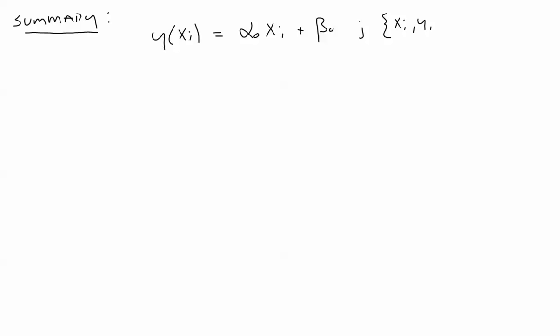Let's go to the next page and write a summary down. Summary. This is what I'm looking for. I'm looking for y evaluated at x sub i, one of my data points, equals alpha naught x_i plus beta naught, where x_i, y_i is data, and alpha naught and beta naught minimize my collective squared error term epsilon.